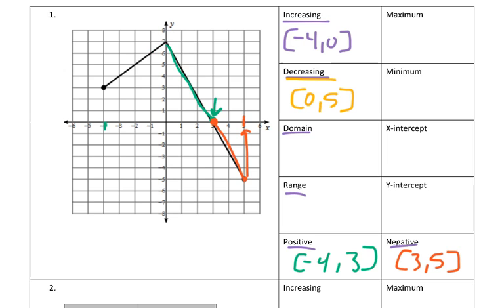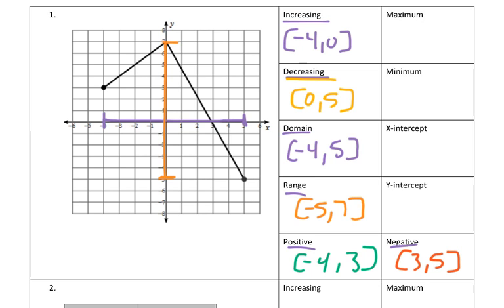Now domain, remember, is all the possible x values. So I start at -4 and I keep going until I get to positive 5. That's my domain. Range is the y values, so my lowest is -5, and I have y values up until 7. And so if I look at domain and range, it essentially draws a box around my whole thing.